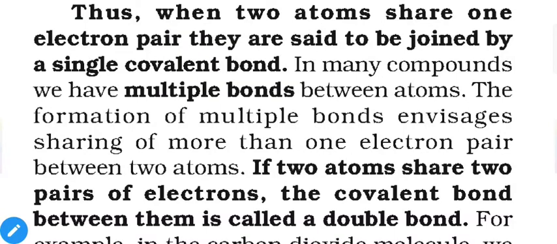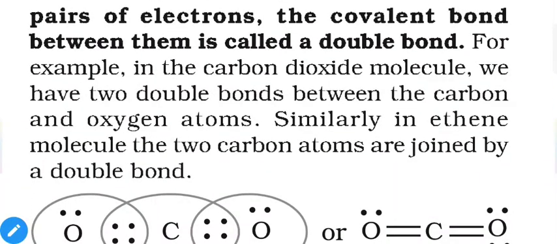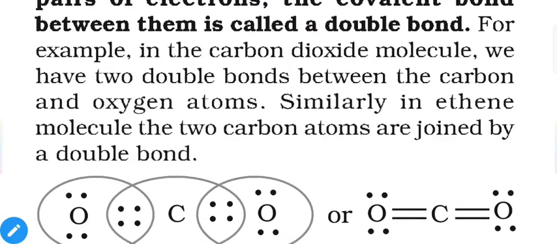Thus, when two atoms share one electron pair, they are said to be joined by a single covalent bond. In many compounds, we have multiple bonds between the atoms. The formation of multiple bonds envisages sharing of more than one electron pair between two atoms. If two atoms share two electron pairs, the covalent bond between them is called a double bond, and the same is with three. If they share three electron pairs between them, then it will be called a triple bond. For example, in the carbon dioxide molecule, we have two double bonds between the carbon and oxygen atoms. Similarly, in the ethene molecule, the two carbon atoms are joined by a double bond.